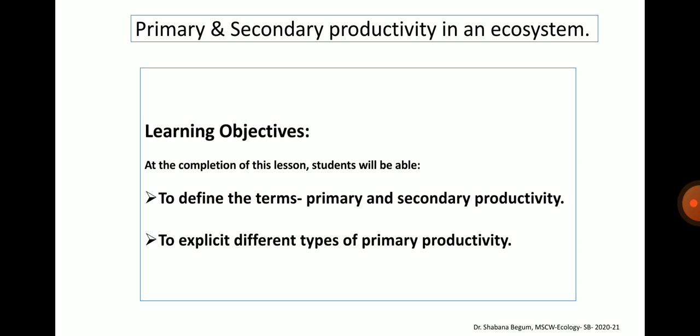Today, before explaining the types of productivity, let me give you a gist of the concept of productivity, which can be used to explain the laws of thermodynamics. In fact, the concept of productivity is a good example to understand the energy flow through an ecosystem.